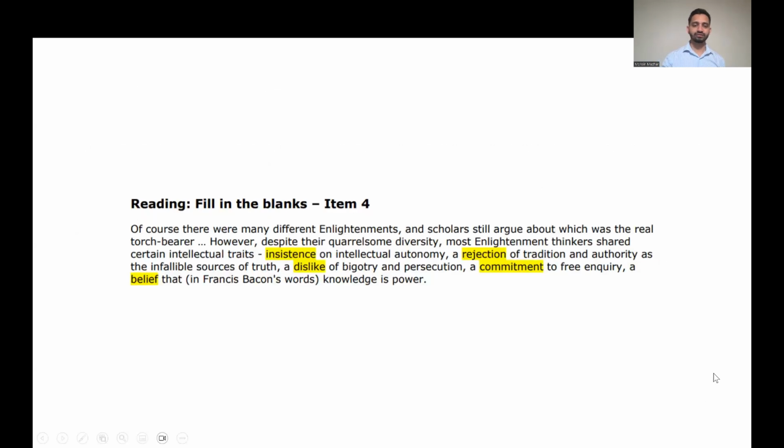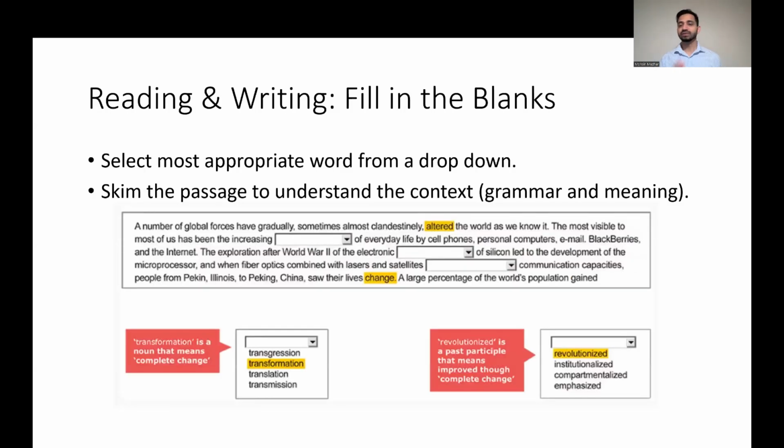All right, we're going to move on and we're going to read the answers. So, of course, there were many different enlightenments, and scholars still argue about which was the real torchbearer. However, despite their quarrelsome diversity, some Enlightenment thinkers shared certain intellectual traits: insistence on intellectual autonomy, a rejection of tradition and authority, the infallible source of truth, a dislike of bigotry and persecution, a commitment to free inquiry, and belief that in Francis Bacon's words, knowledge is power.